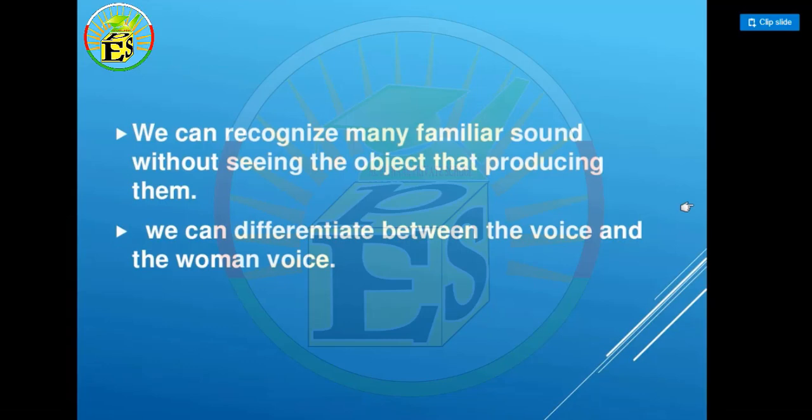We can identify or recognize many types of sounds which we know. We can differentiate between the voices. It can be an animal voice, human voice, man's voice, kid's voice, woman's voice. We can differentiate easily because of the nature of the sound.